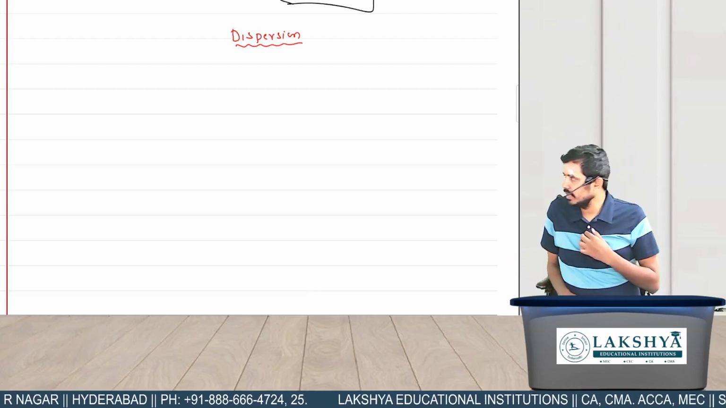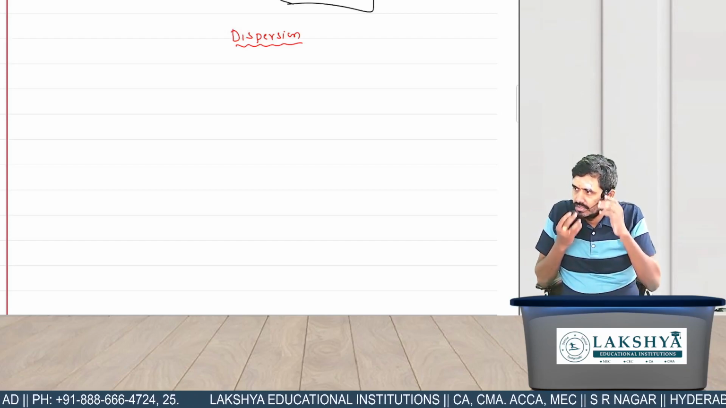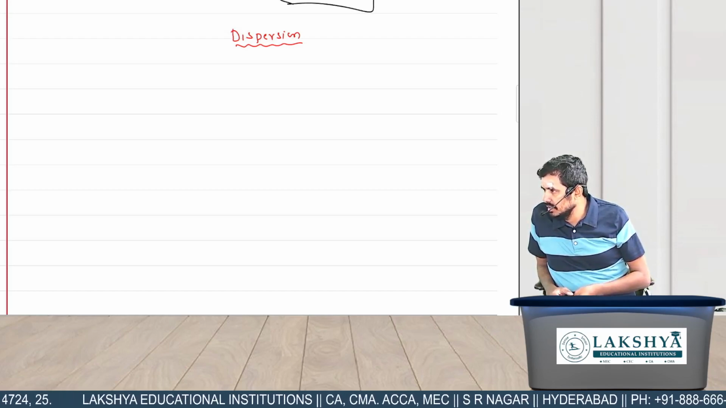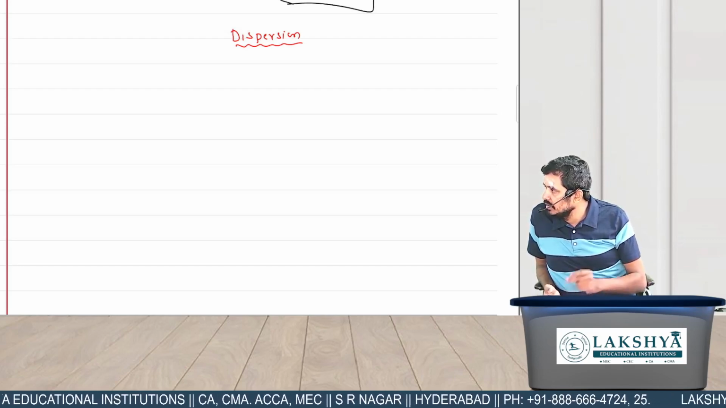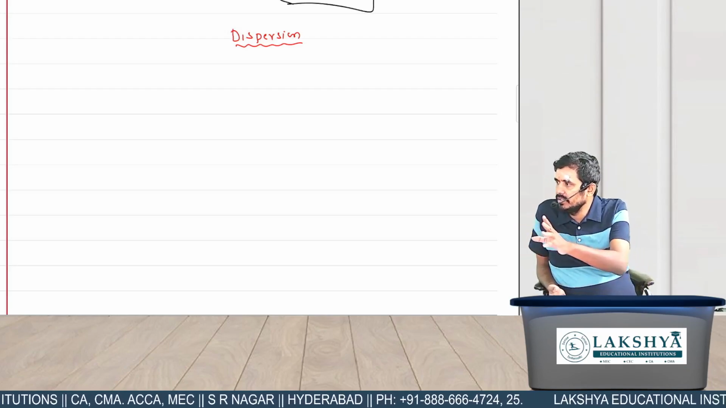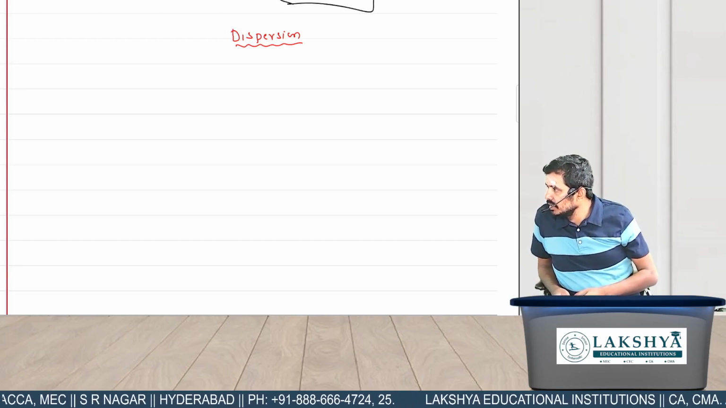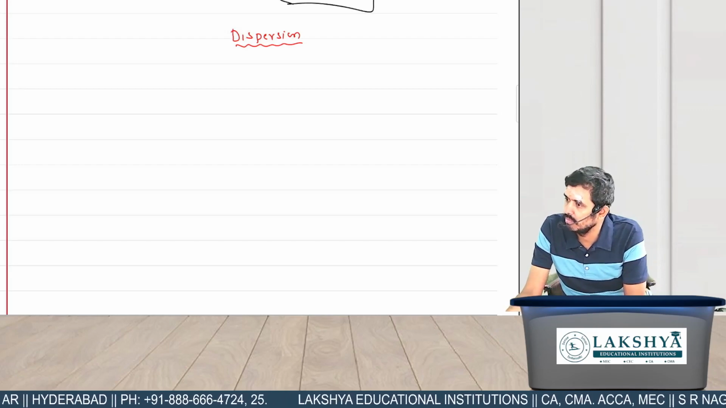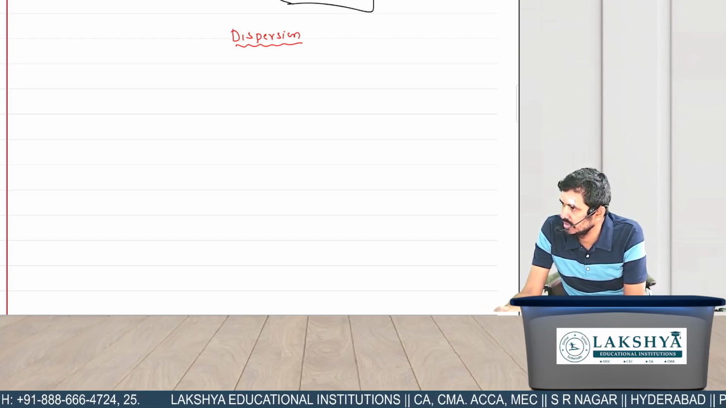Okay, now listen carefully. Dispersion means scatteredness of the observation. Scatteredness means how much variation between the observation. That point we measure throughout this dispersion chapter. See, concentrate. Less variation means less difference. More difference is nothing but more variation. Less variation means more consistent. More variation means less consistent.